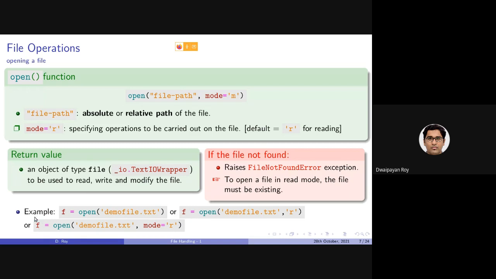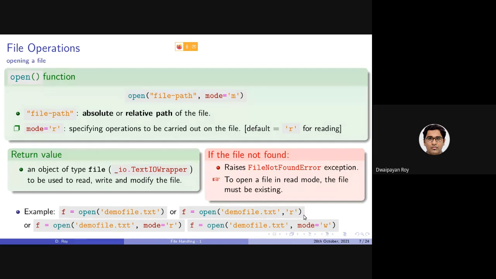Now to write a file, we need to open it in the writing mode. In that case, we need to specify F equals to open, then the name of the file in which we want to write, and we need to specify the mode as W, or we can simply write the first argument as the name of the file and then comma, then in quote W, like this.